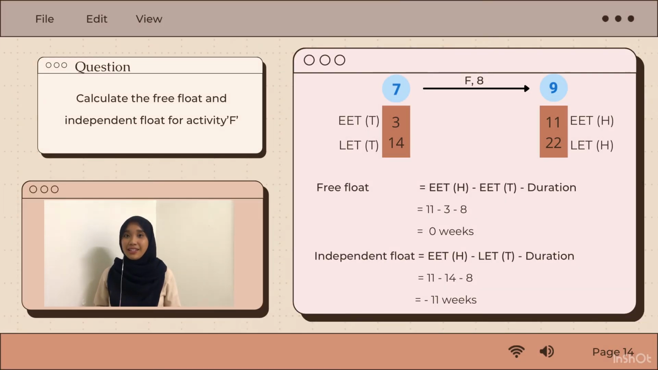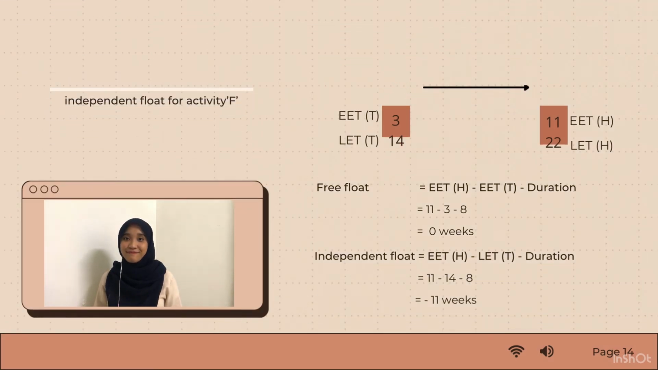Calculate the free float and independent float for activity F. For the free float formula, EET of head minus EET of tail minus D, which is 11 minus 3 minus 8, equals 0 weeks. And for independent float, EET of head minus LET of tail minus D, which is 11 minus 14 minus 8, we will get minus 11 weeks.